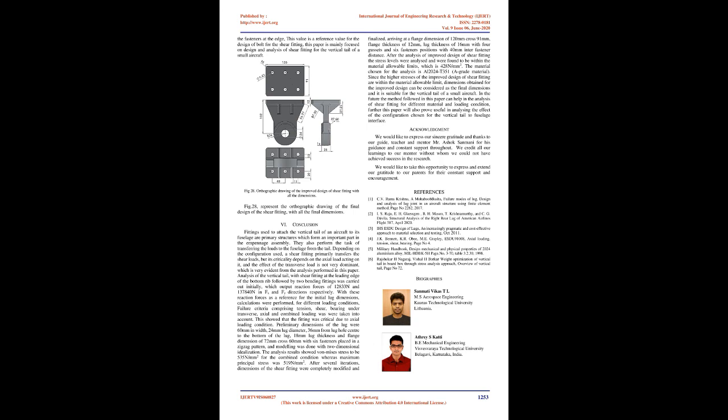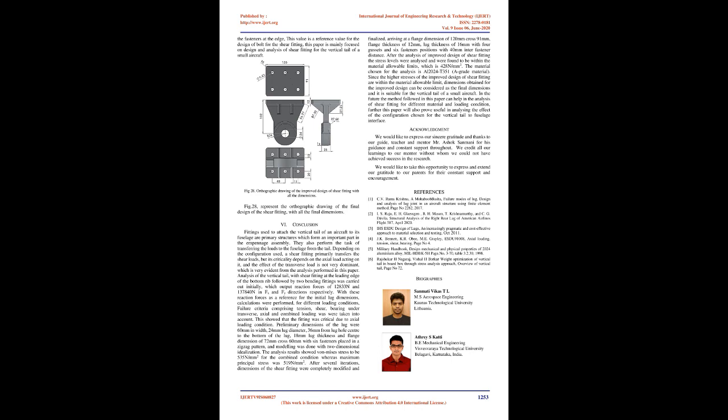Preliminary dimensions of the lug were 60 mm in width, 24 mm lug diameter, 36 mm from the lug hole center to the bottom of the lug, 18 mm lug thickness and a flange dimension of 72 mm by 60 mm with 6 fasteners placed in a zigzag pattern, and modeling was done with 2-dimensional idealization. The analysis results showed von Mises stress to be 535 N/mm2 for the combined condition, whereas maximum principal stress was 519 N/mm2.